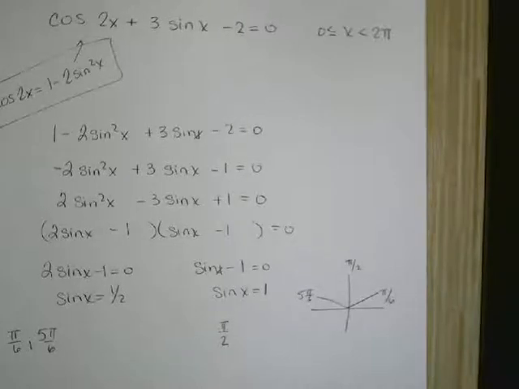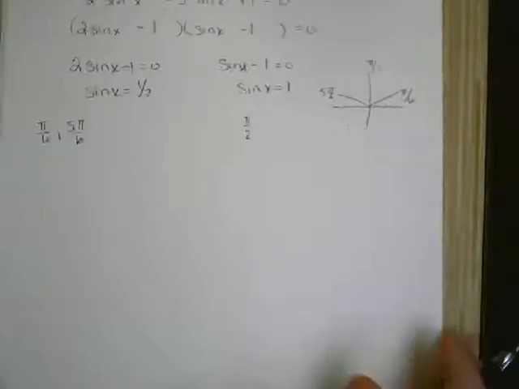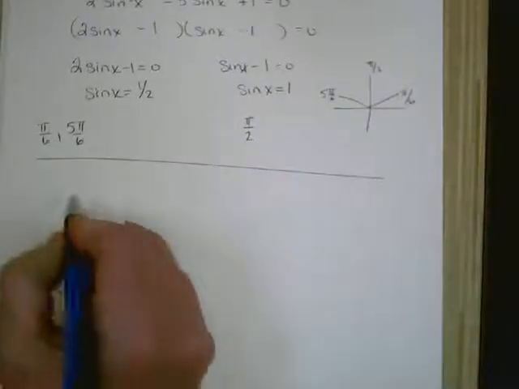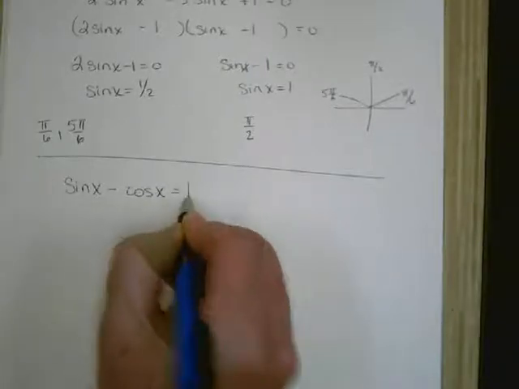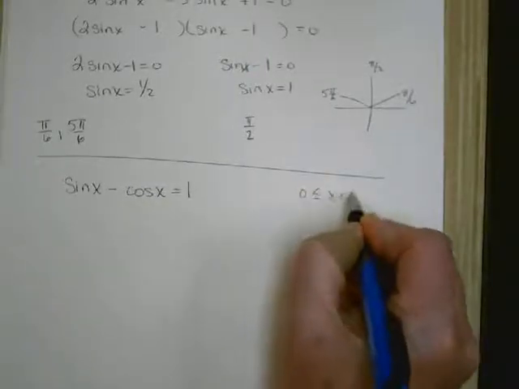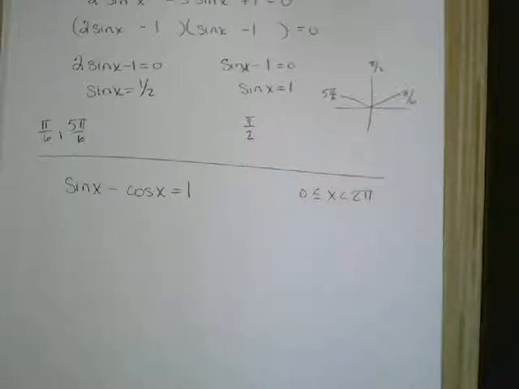Okay guys, I'm going to do one more and then we're going to call it good for this lesson. It's going to say sine x minus cosine x is equal to 1. And what are we going to do here? How are we going to get rid of one of those? Because for me to solve it, I just needed to say sine or I just needed to say cosine. I'm going to square both sides.